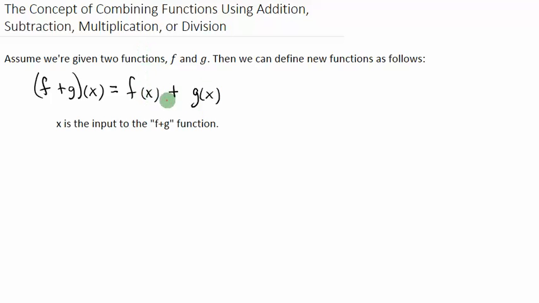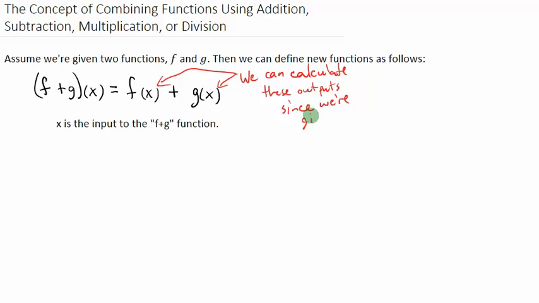And the thing about this is we can calculate these outputs since we're given the f and g functions. Those are given to us. Okay? So let me show you a diagram of maybe what this means.